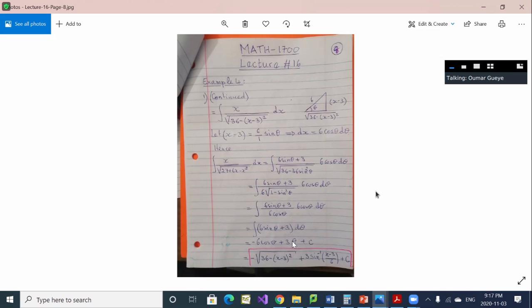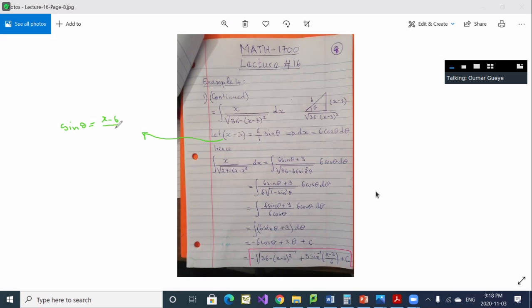And for theta, I'm going to get theta from here. Knowing x minus 3 equal to 6 sine of theta, it means sine of theta is equal to x minus 3 over 6. I'm going to just write it here. So from our substitution formula, you can see here sine of theta is equal to x minus 3 over 6, opposite side over the hypotenuse.